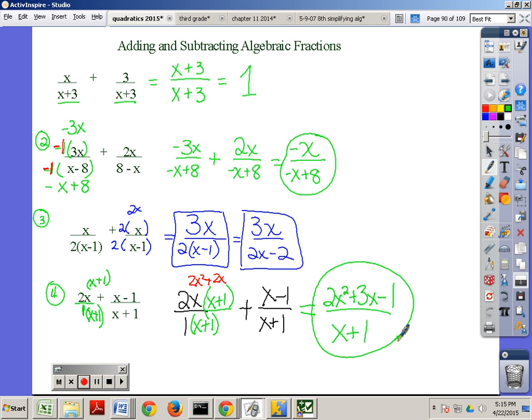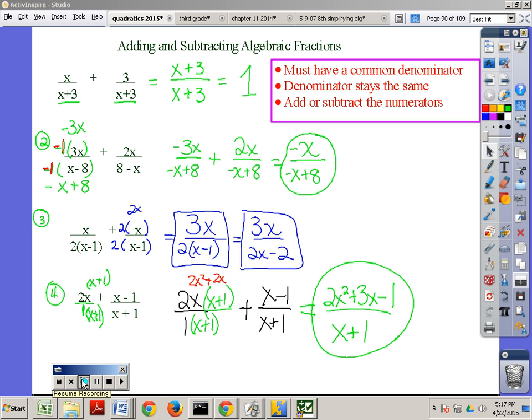Make sure you have all of these examples written down along with the following words. So you must have a common denominator. Your denominator stays the same, and you always add or subtract your numerators. Now in these cases, I did all addition because they're a little easier. Just know that if you were subtracting, you would just subtract your numerators. So make sure you have all of these notes in your notes.